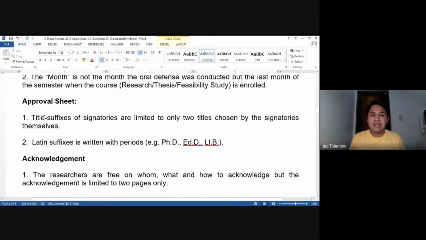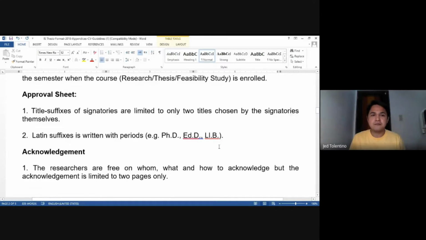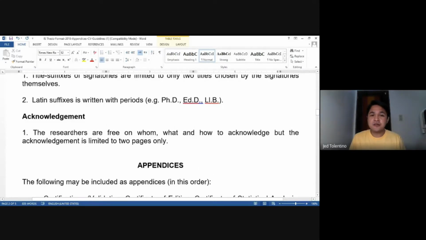Approval sheet. Title suffixes of signatories are limited to only 2 titles chosen by the signatories themselves. Latin suffixes are written with periods. Example, PhD, EdD, or LLB. Acknowledgement. The researchers are free on whom, what, and how to acknowledge, but the acknowledgement is limited to 2 pages only.